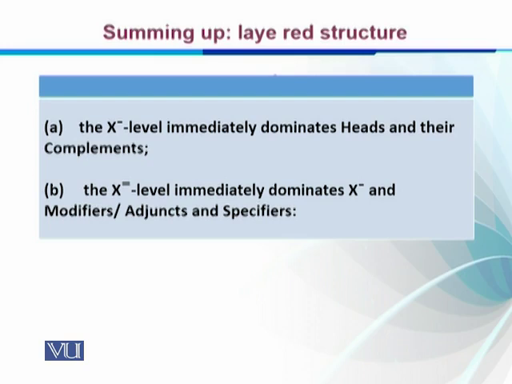So X double bar dominates, it is in the higher position, right? So the X double bar dominates X single bar and any modifier, any adjunct, any specifier. So it means that X single bar does not dominate modifier and adjunct or specifier. X single bar dominates the head and its complements. If we can recall and remember this rule, we can easily deal with layers.